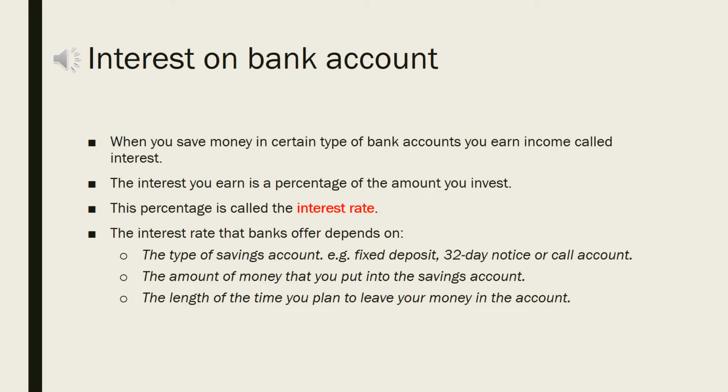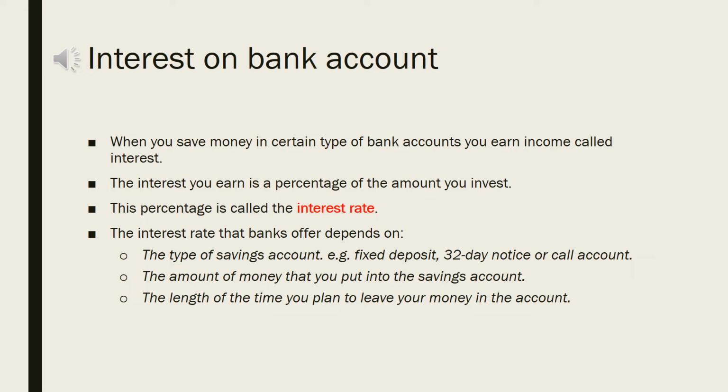Interest on bank account. Interest on a bank account is an income. How? When you save money in a certain type of bank account, you earn income called interest. The interest you earn is a percentage of the amount you invest. So if you invest 100 rand and they give you 10% on that 100 rand, that means you're going to receive 110 rand, right? And that 10 rand is your income. So this percentage is called the interest rate.